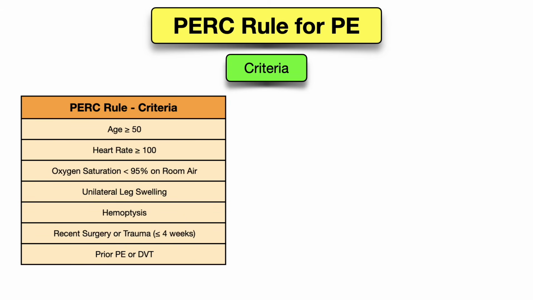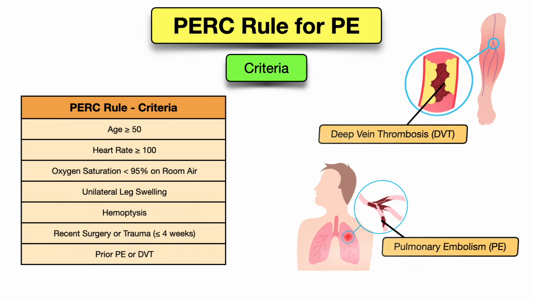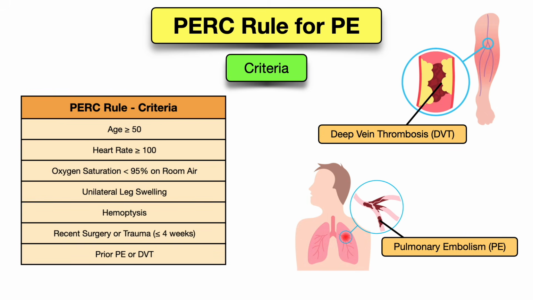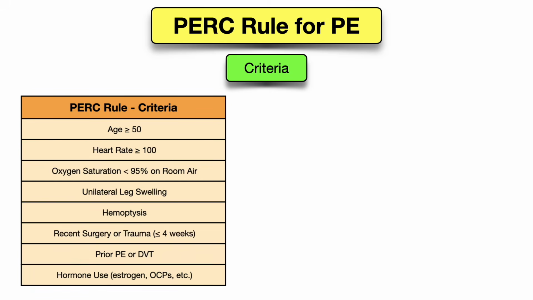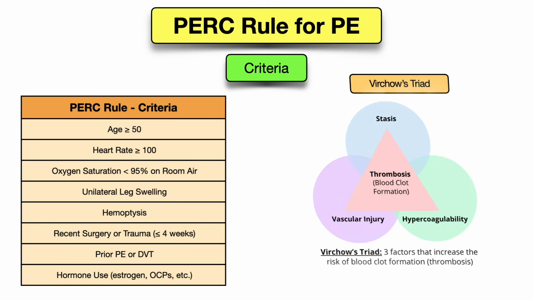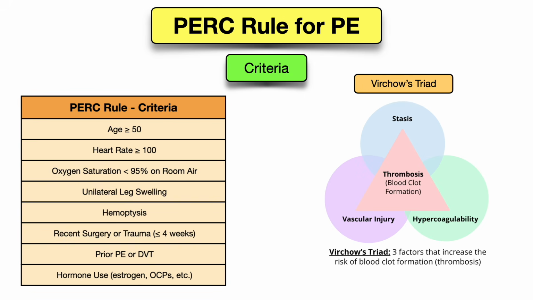Next, we have prior PE or DVT. If a patient has a history of PE or DVT, then the PERC rule is positive and it cannot be used to rule out a PE. Finally, we have hormone use, such as estrogen therapy, oral contraceptive pills, among others. If present, then the PERC rule is positive and it cannot be used to rule out a PE.